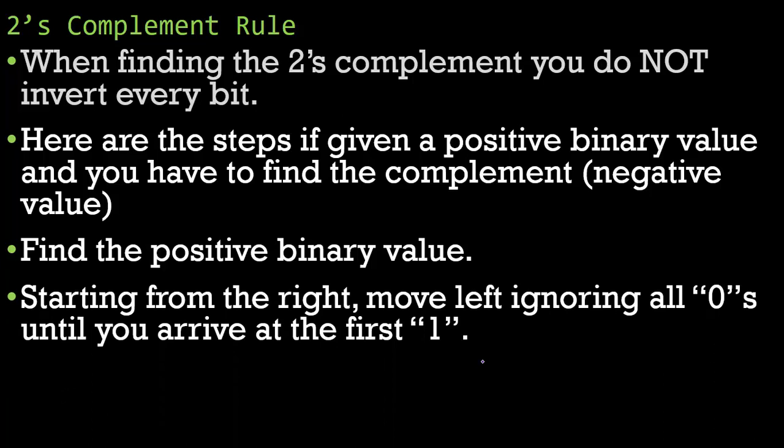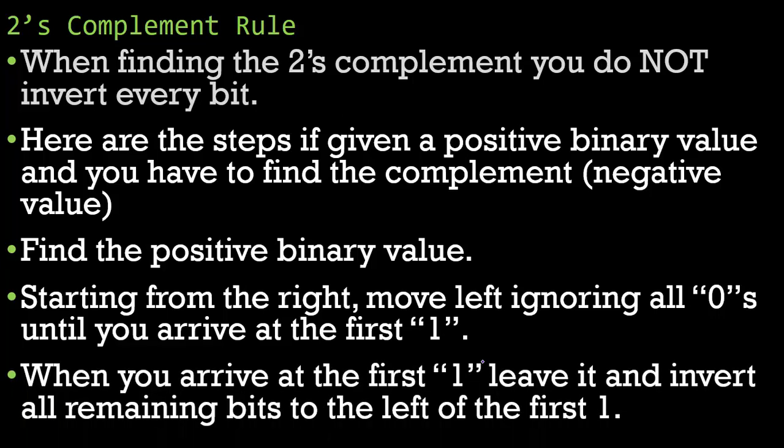You're going to start from the right, moving left. You're going to ignore all zeros until you arrive at the very first one in your binary number. When you arrive at the first one, you're going to leave that one a 1, and you're going to invert all the remaining bits to the left of the first one.